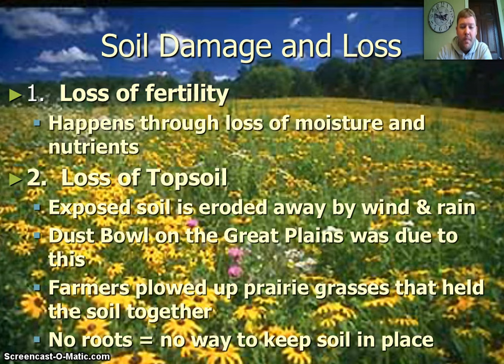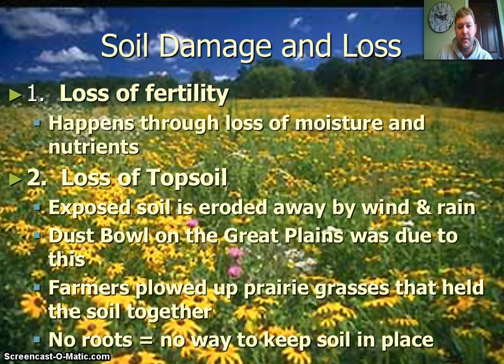The Dust Bowl, many of you might have heard about the Dust Bowl in the 1930s in the Great Plains. This was due to severe drought and windstorms that would create these massive dust storms across the plains, and all that soil was blown away. And they lost all that topsoil, so they couldn't get anything to grow out there. It was horrible. Farmers would plow up the prairie grasses that held the soil together. Therefore, there were no roots, which meant there was no way to keep the soil in place, which is why all those dust storms would carry the soil away. So it was a pretty bad problem.